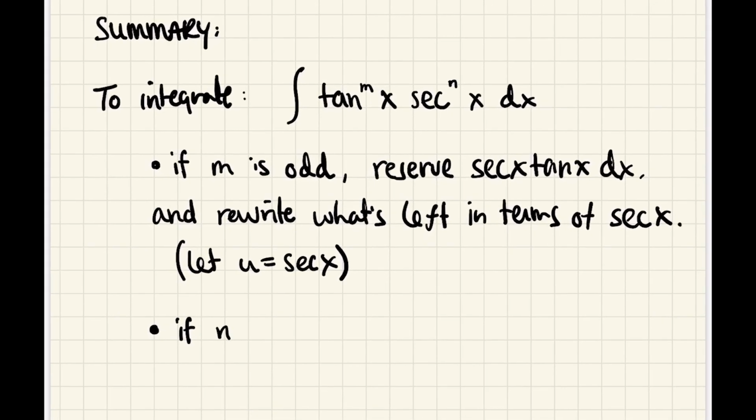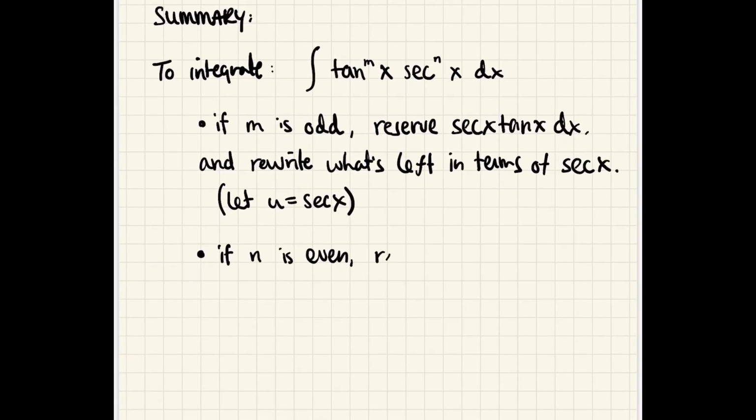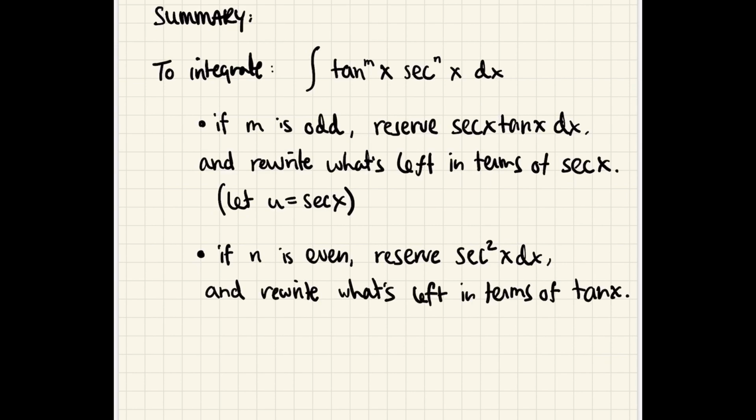Okay, if n is even, then we'll reserve secant squared of x dx. This was 2 examples ago. Okay, so reserving that secant squared, we'll leave an even power of secants because n was even to begin with, which easily will convert over into tangents. And at that point, we'll let u equal tangent of x. All right, unlike the case where we were dealing with multiples of sine and cosine, this method is not comprehensive. It does not handle the case where m is even and at the same time n is odd.